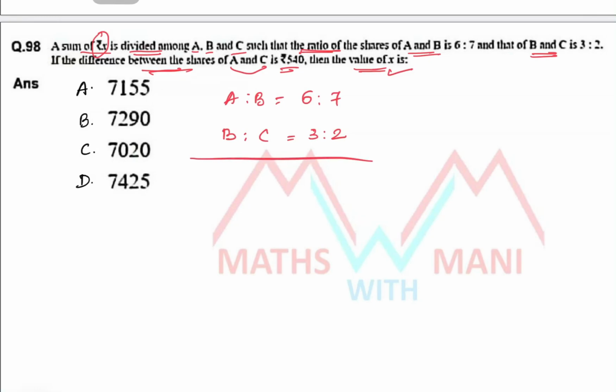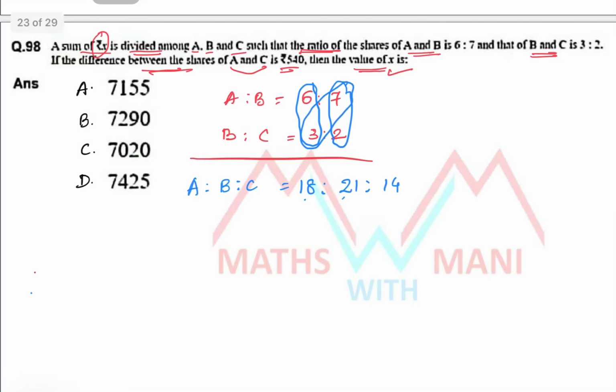That's it. Whenever A is to B and B is to C is given, how do you find out A is to B is to C? It is equal to 6 into 3, that is 18, is to 7 into 3, that is 21, is to 7 into 2, that is 14. That's it. So A is to B is to C is 18 is to 21 is to 14. What was given? Difference between the shares of A and C, that is 18 minus 14, 4 parts is given, that is equal to 540 rupees.